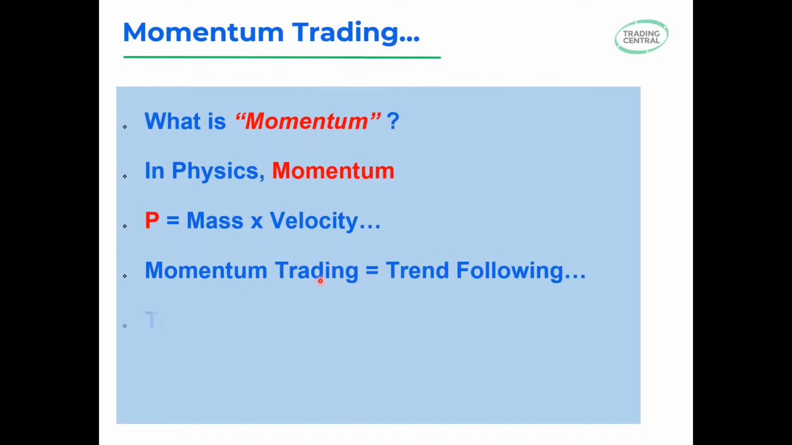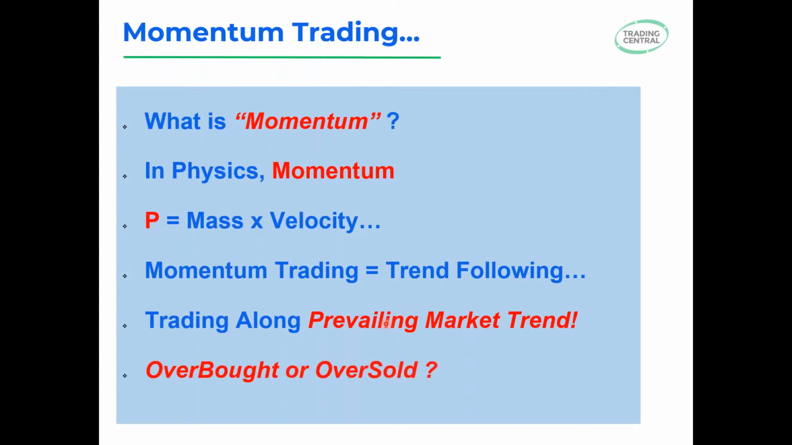So we are trading with momentum along the prevailing market trend. We follow the market. And at times in momentum trading, we are going to spot whether the index is overbought or oversold. How? I'm going to show you.